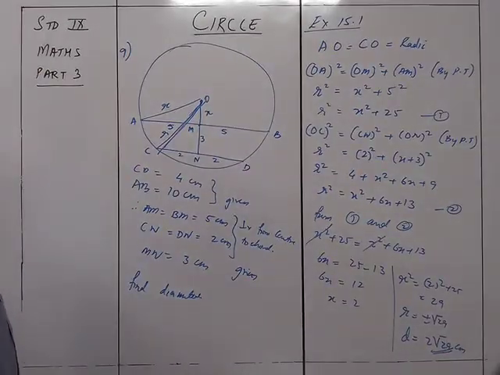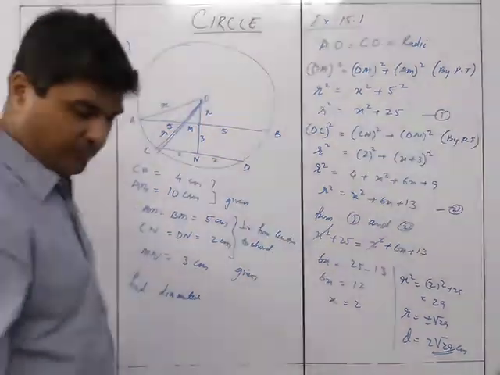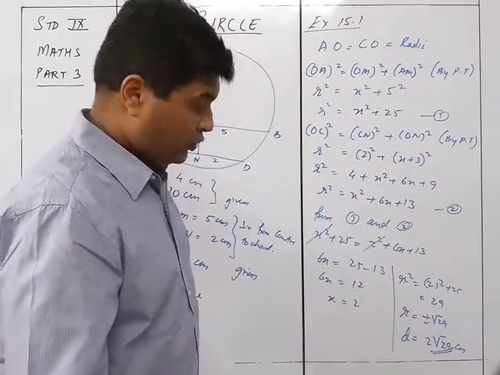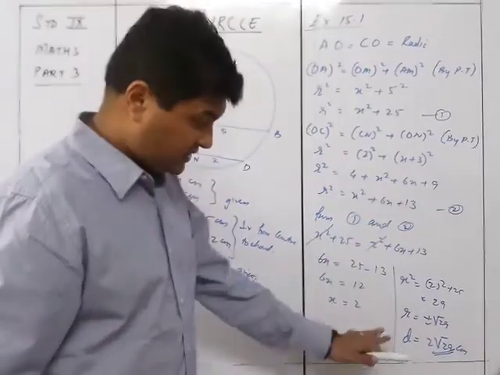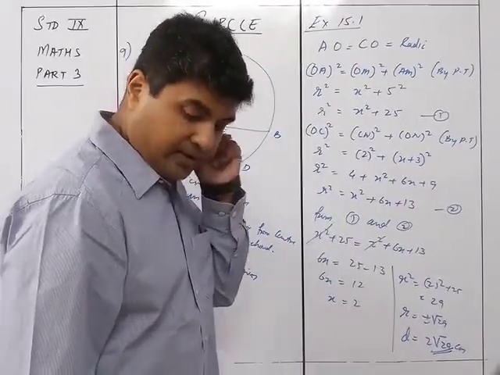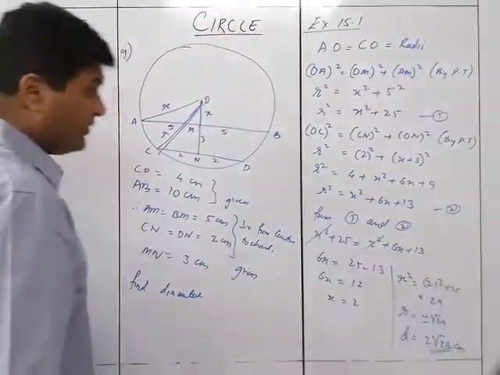Clear? That was sum number 9. Yes, root 29 can come, so not a problem. So this is the correct answer. The next is sum number 11.